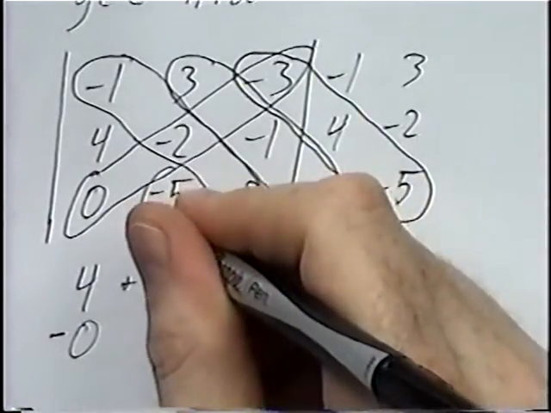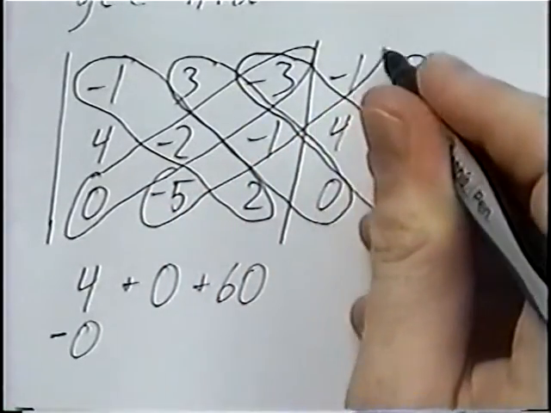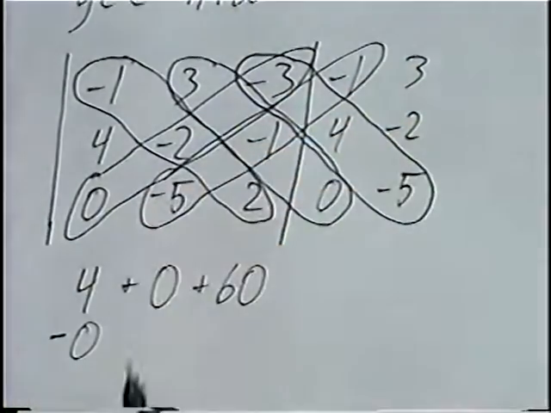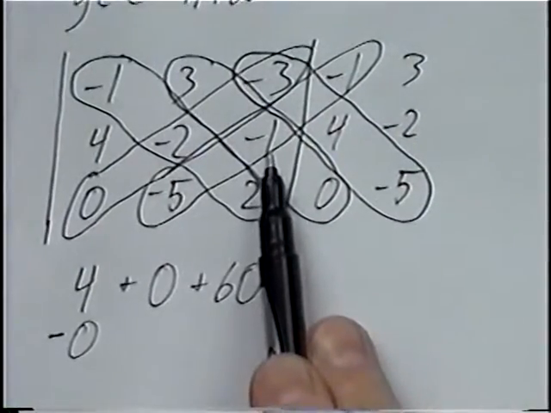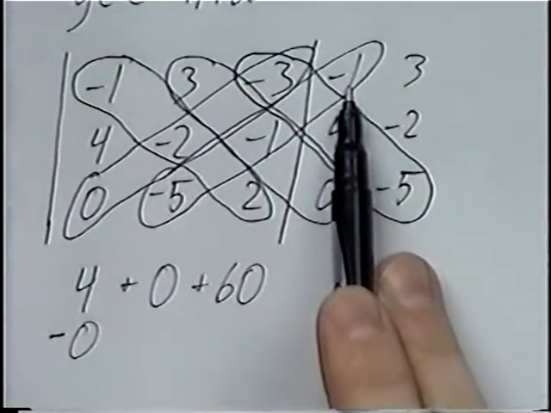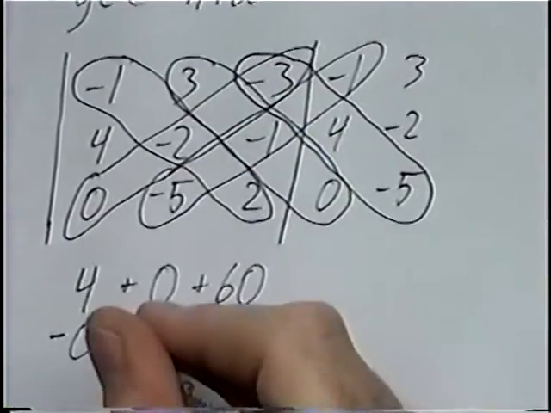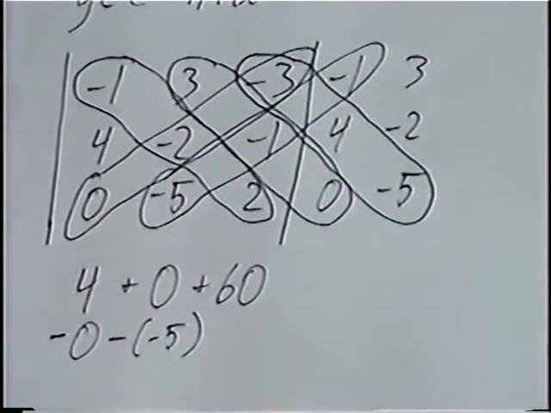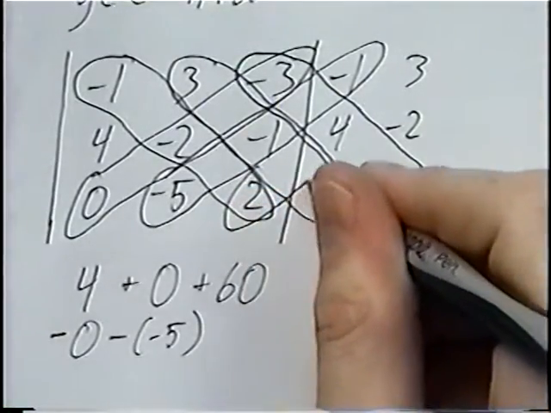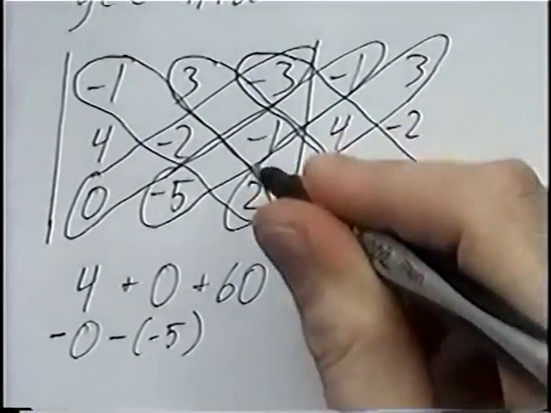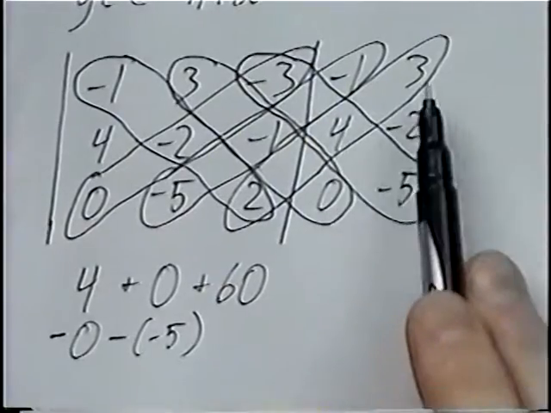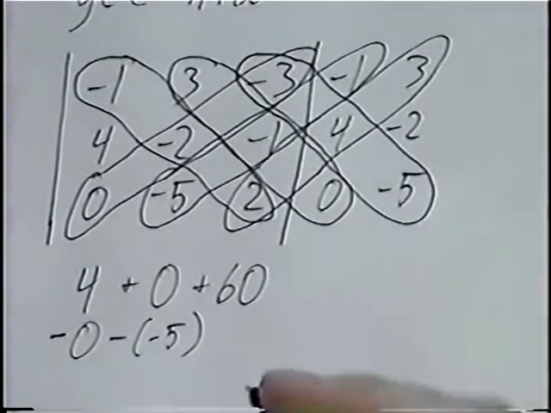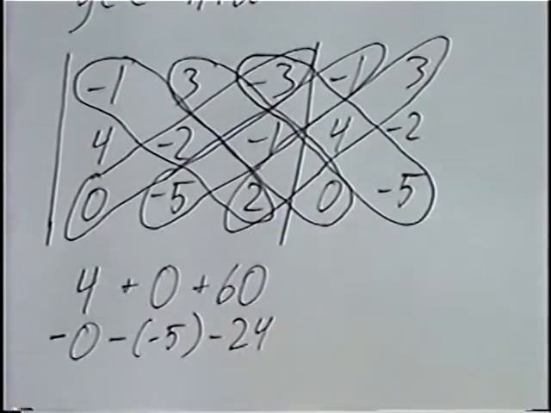The next diagonal: -5, -1, and -1. -5 times -1 would be 5, times -1 would be -5, so we'll be subtracting -5. And the last diagonal: 2, 4, and 3. 2 times 4 would be 8, times 3 would be 24, and we'll be subtracting 24.